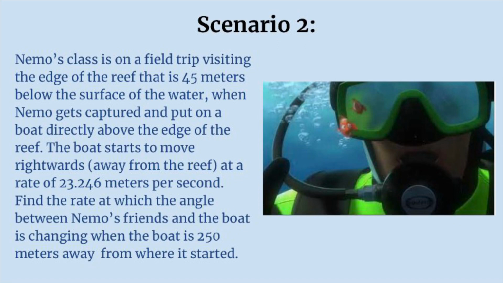Our second scenario is that Nemo's class is on a field trip visiting the edge of the reef that is 45 meters below the surface of the water when Nemo gets captured and put on the boat directly above the edge of the reef. The boat starts to move rightwards at a rate of 23.246 meters per second. Find the rate at which the angle between Nemo's friends and the boat is changing when the boat is 250 meters away from where it started.